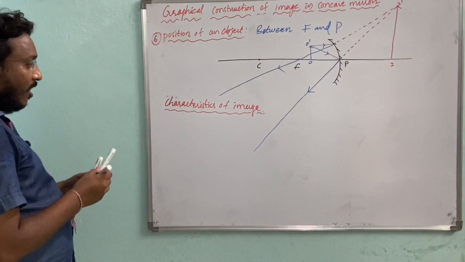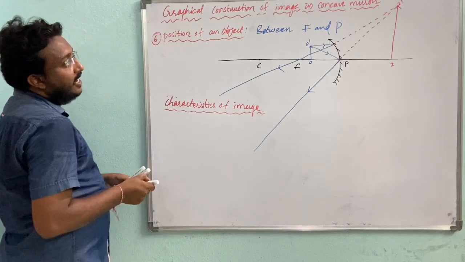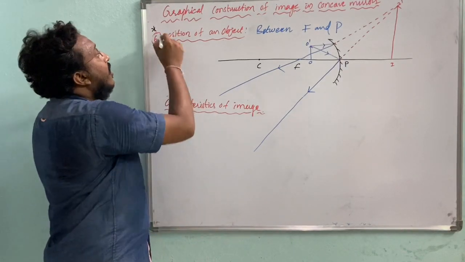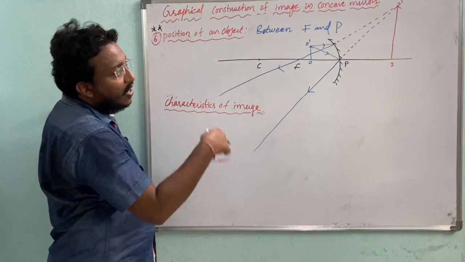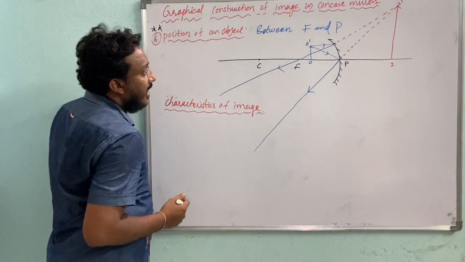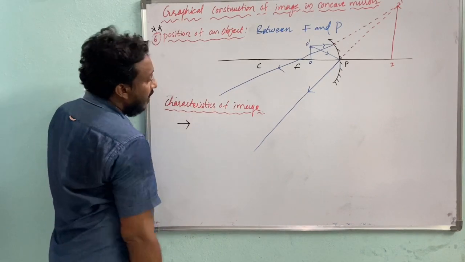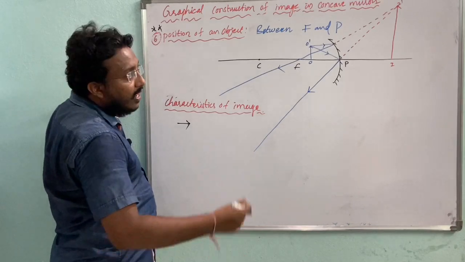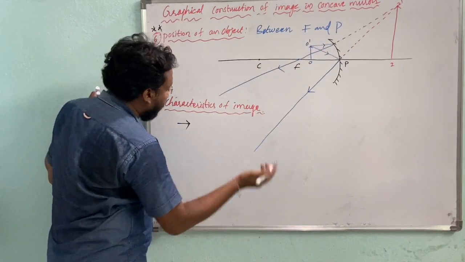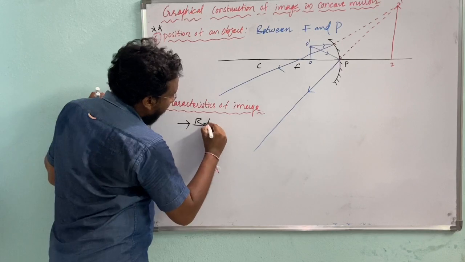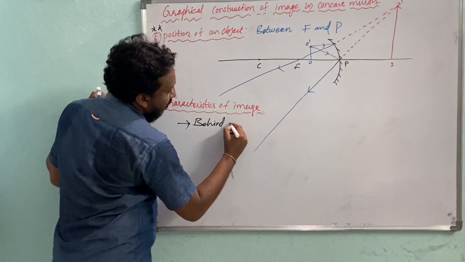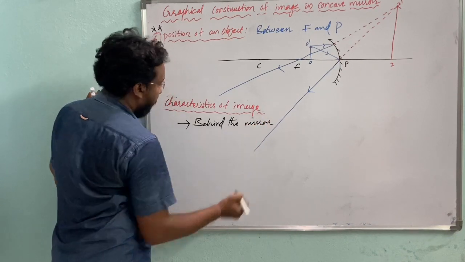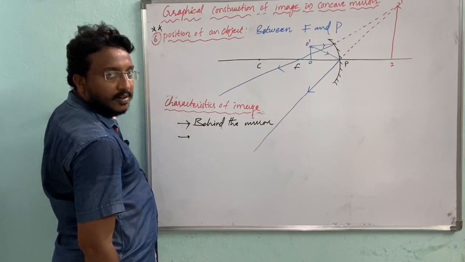Now I am going to write the image characteristics. This is very important. Try this ray diagram two or three times. Image characteristics. First one, where is the image formed? The image is formed behind the mirror. Position is behind the mirror.